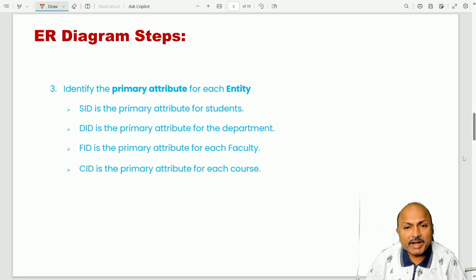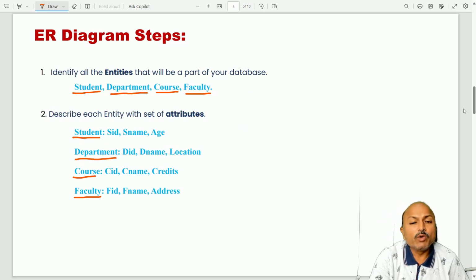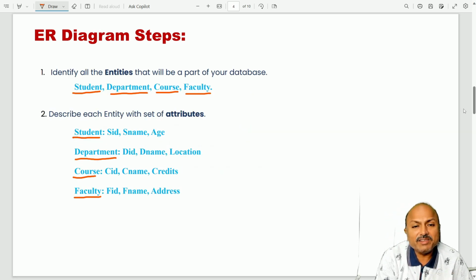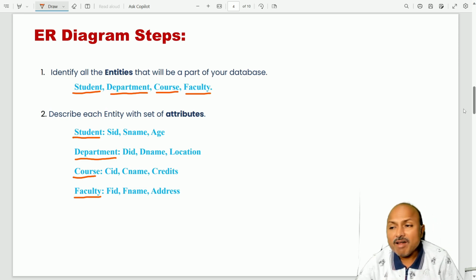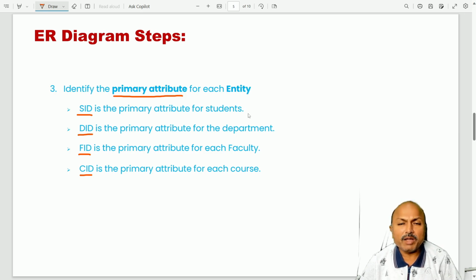Then the third step is identifying the primary attribute for each entity. You understood that for student, what is the primary key? SID is the primary key. For department, DID is the primary key. For course, CID is the primary key. For faculty, FID is the primary key. Again, for student, SID is the primary key. For department, DID. For faculty, FID. For course, CID, the course ID, is the primary key.